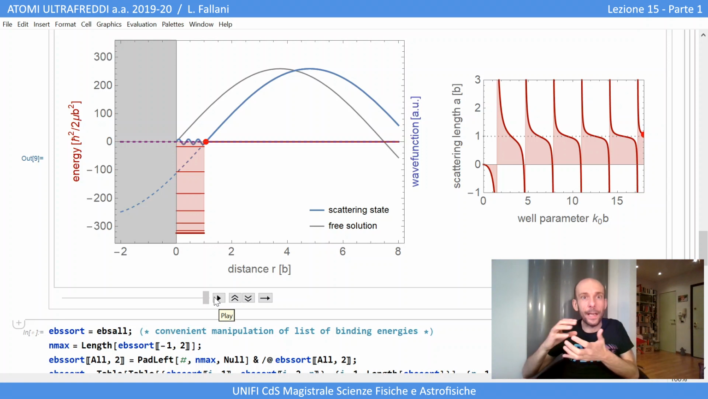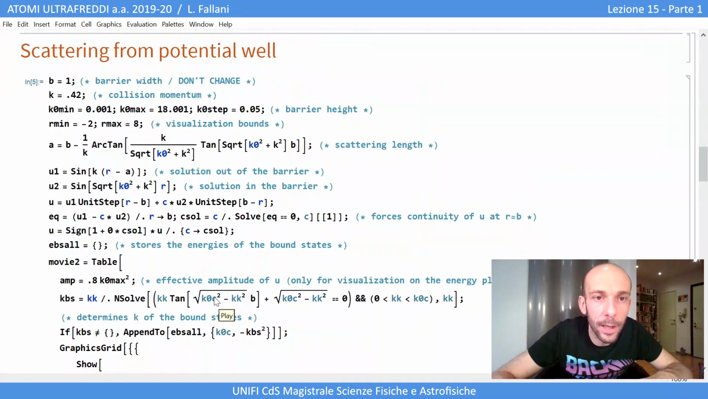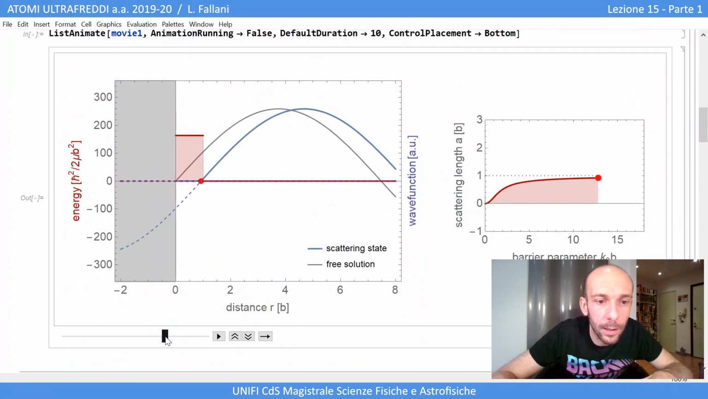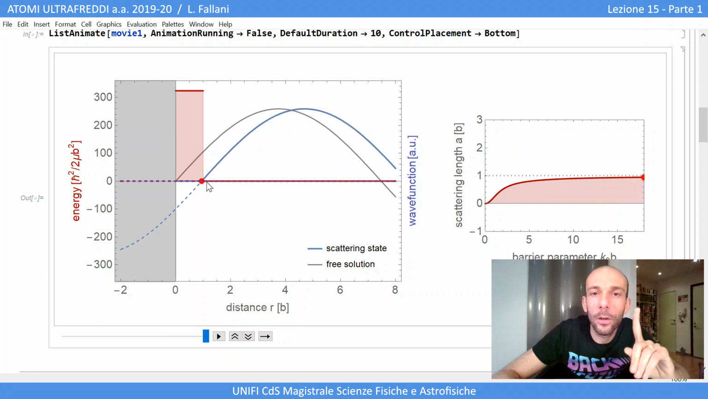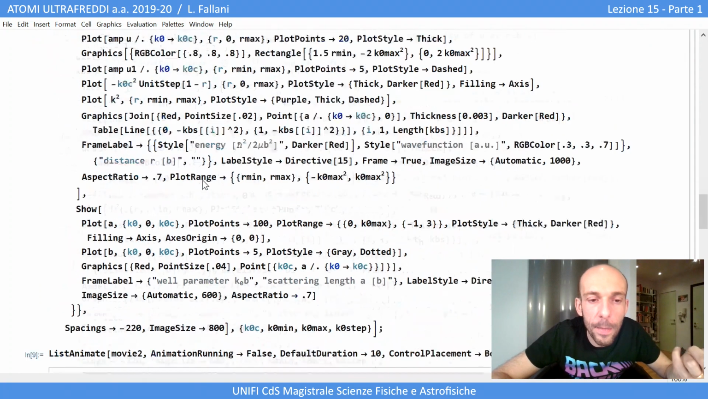So the penetration of a wave function in the allowed region is very small. This situation is not so different from what happened in the potential barrier case. So in the potential barrier case, you had the same: when the potential barrier is very large, you have a node of the wave function for r equal b, and the wave function does not enter the red region. And the same happens here.